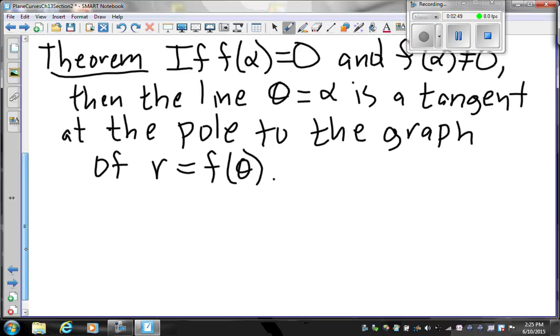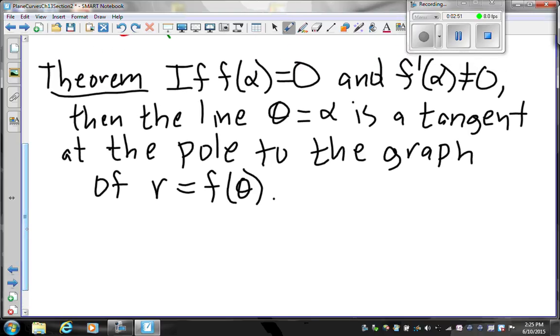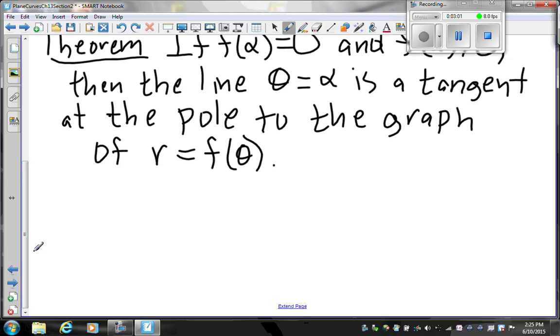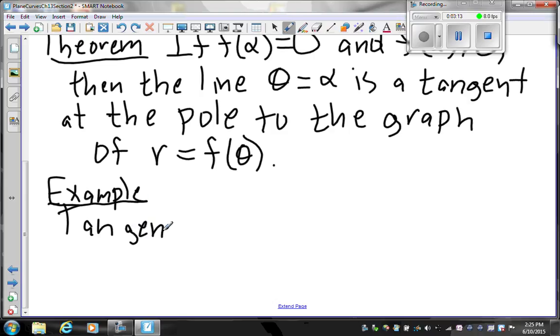So this is the theorem that's going to allow us to find tangents at the pole for various graphs, and that will help us to sketch the graph. So for instance, if we knew that we have tangents at the pole, a quick example of how we can use tangents at the pole.